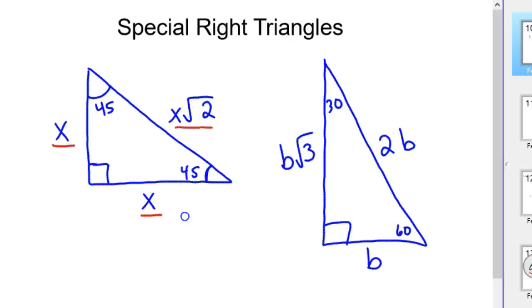This one, the relationship is if you have your short leg, so this is the short leg and it's b, then you can double it for the hypotenuse and take it times the square root of 3 for the long leg. And I remember that by it's as simple as 1, 2, 3. You just have to understand that it's the square root of 3.